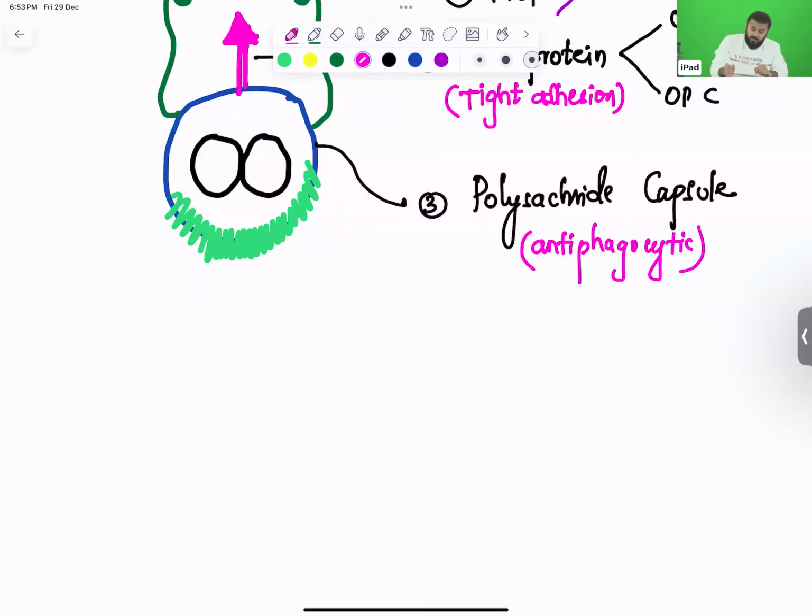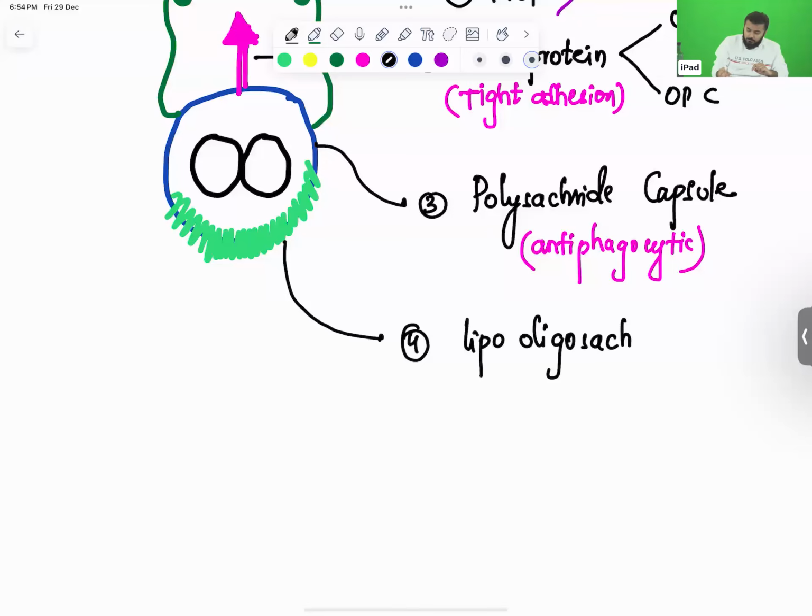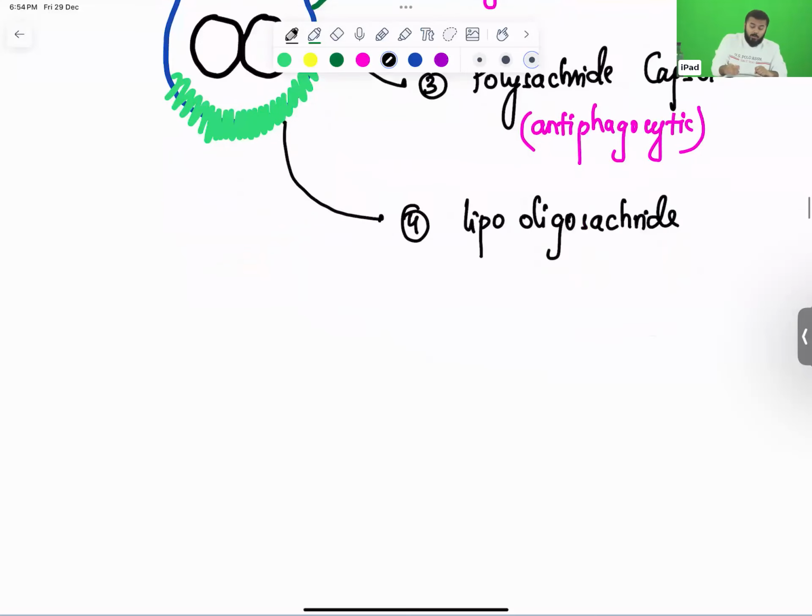And finally, you know what this thing over here is? You remember the concept when I was discussing endotoxins? All these endotoxins together are grouped as lipopolysaccharide. But this is not lipopolysaccharide, this is lipooligosaccharide. It is also an endotoxin, but a stronger endotoxin. Remember, strong endotoxin is called lipooligosaccharide.